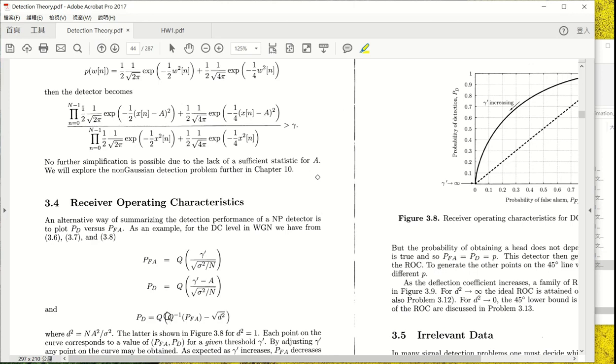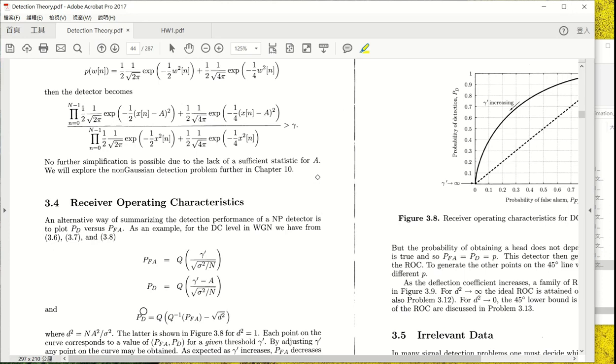So that is something good, right? That is good. How come it's good? Because we like to know the relationship. Remember this phrase: we like to know the relationship between PD and PFA. So we like to draw a figure that represents PD versus PFA. That's the point. That is the point.